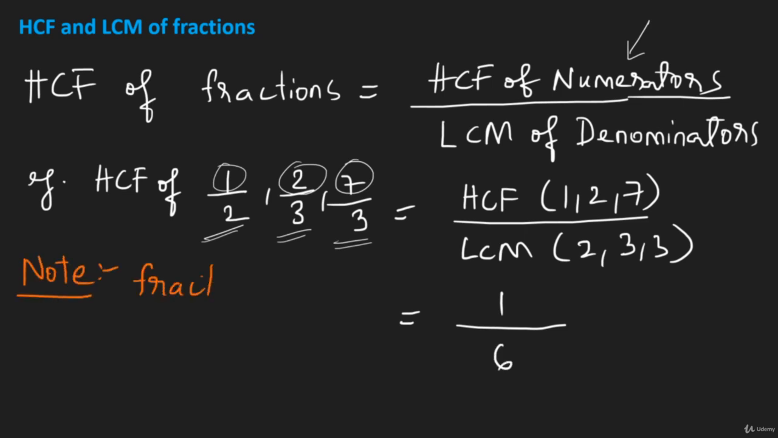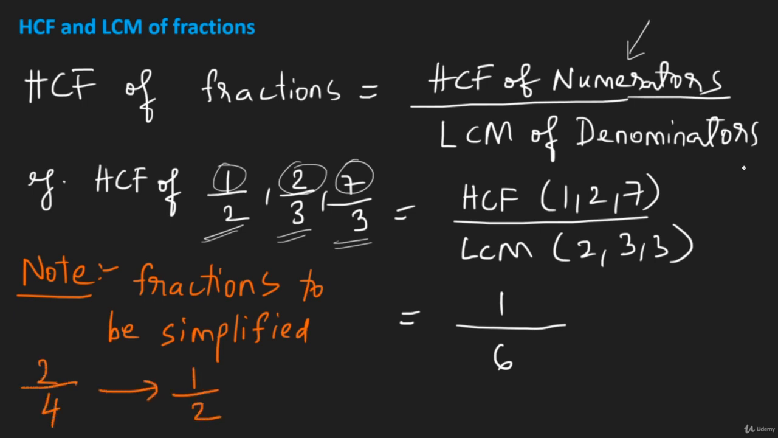Remember, fractions have to be simplified for this to work. For example, if you are given a fraction 2 by 4, you need to write it as 1 by 2, right? 2 by 4 and 1 by 2 is the same value, right? There is a common factor 2 in the numerator and denominator. If you take that out, you are getting 1 by 2. So fractions need to be written in their simplified form for this to work. We'll deal more with fractions in the section on fractions. But remember, when you find the HCF of fractions, maintain every given fraction in their simplified form.